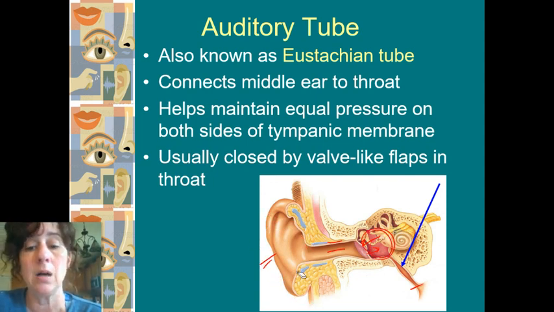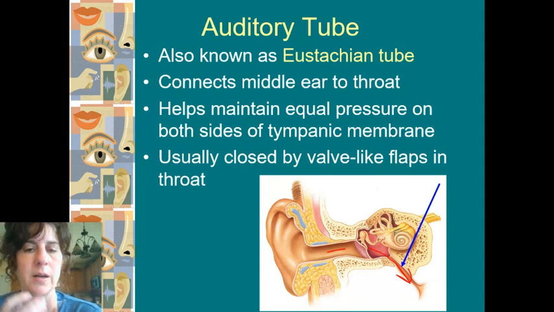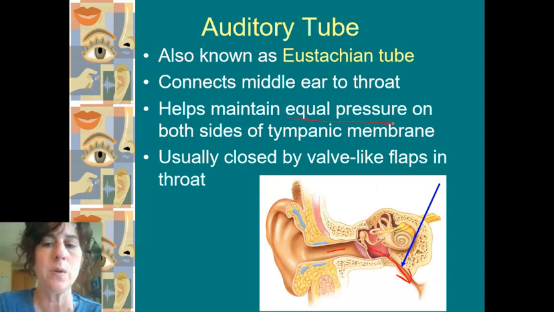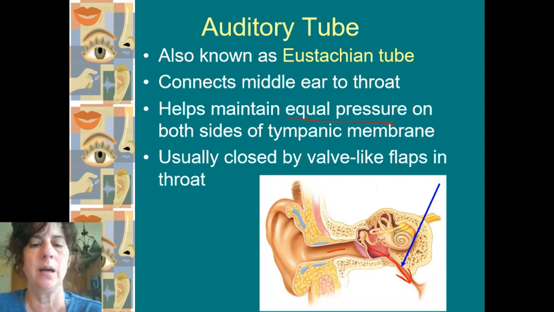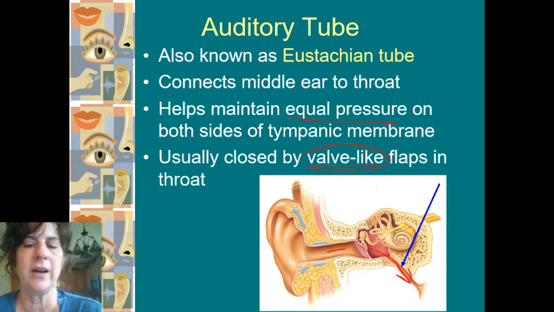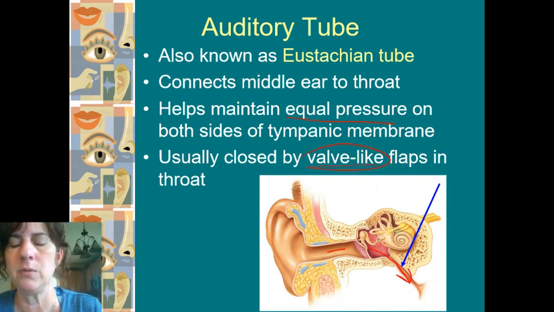But again, it also, secondarily, another responsibility is to allow any fluids that might accumulate to drip down into the pharynx. So equalize the pressure and allow those fluids. The reason why you have to chew gum or open your mouth and pop that, we used to pop in your ears, is because you have these little valve-like flaps, and you got to get them open to allow for the air to move back and forth.